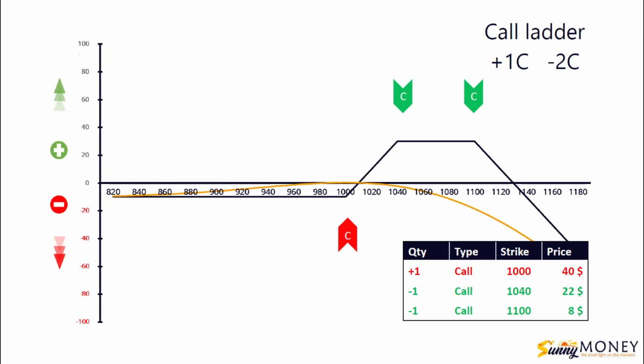Basically, we buy 40 and we sell 30 premium. So, 10 is the cost to enter the position. The area of maximum profit extends from 1040 to 1100. The same figure can also be built on the put side. Let's see the differences.